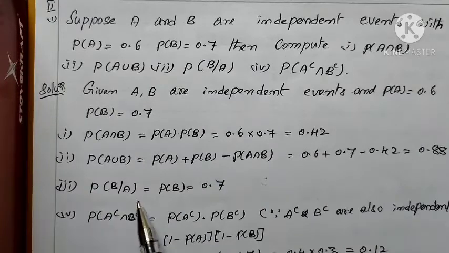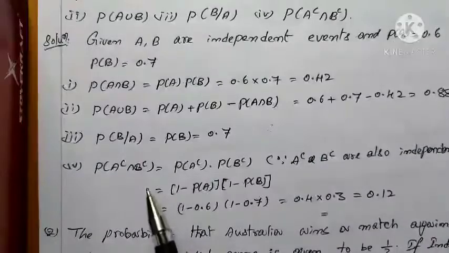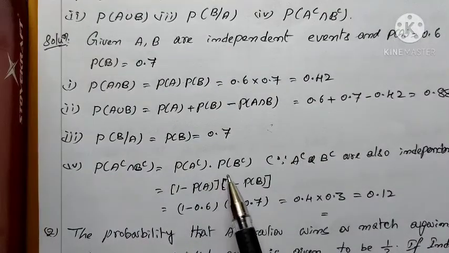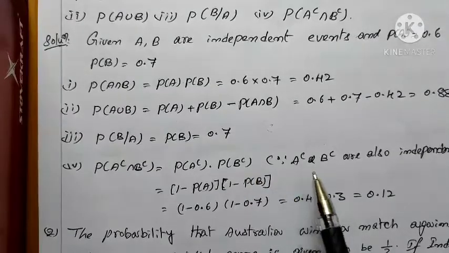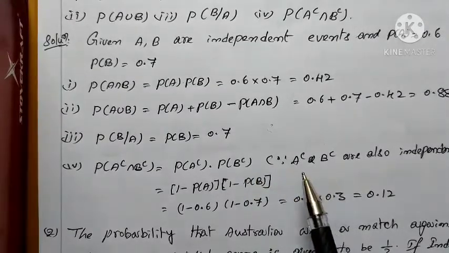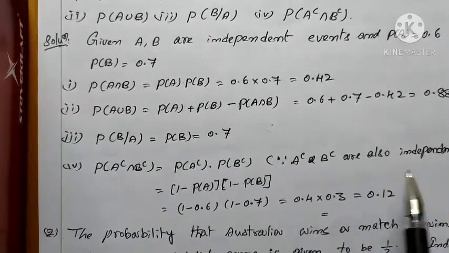Third one, P(B|A) is equal to P(B), because A and B are independent events, that is equal to 0.7. Next, P(A' ∩ B') is equal to P(A') × P(B'). A and B are independent events, then A' and B' are also independent events.